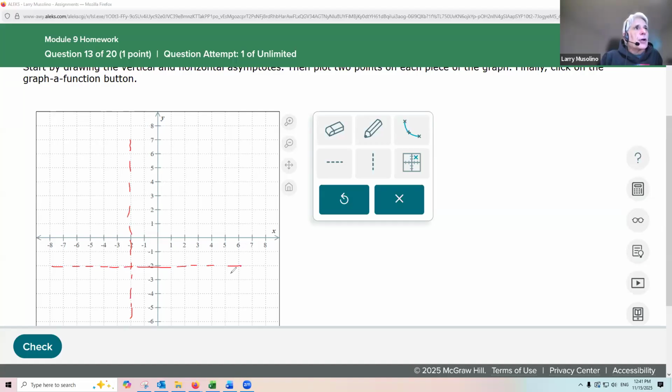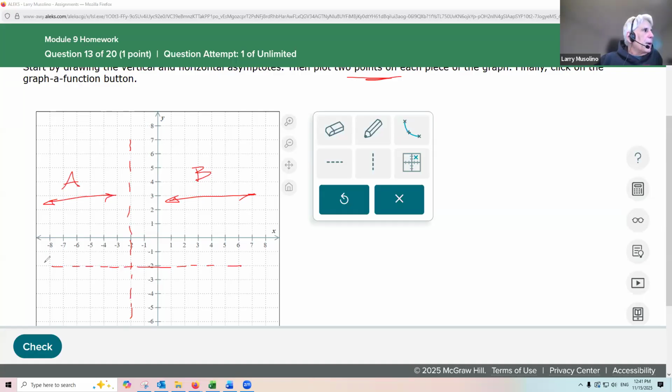Now, they're going to ask me to plot 2 points on each piece of the graph. Well, there's going to be a piece of the graph over on this side. I'll call it side A. There's going to be another piece of the graph over here on side B. What I could do now is pick some random x values to plot.